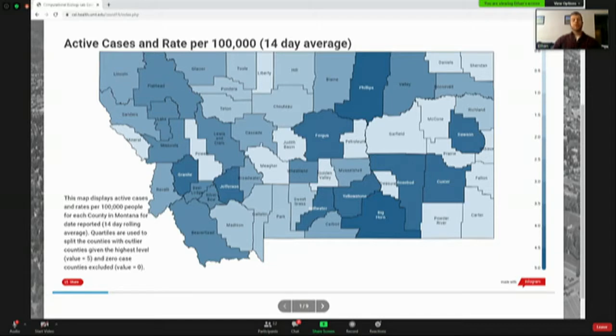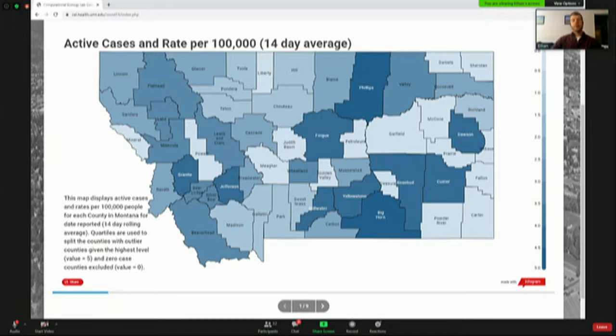It's also important to point out that these are average numbers over the last 14 days. Case numbers fluctuate substantially day to day, as Christy just mentioned. So we look at the 14-day averages to give us a better and more stable indication of what the case numbers have been doing over the past incubation period of the virus.